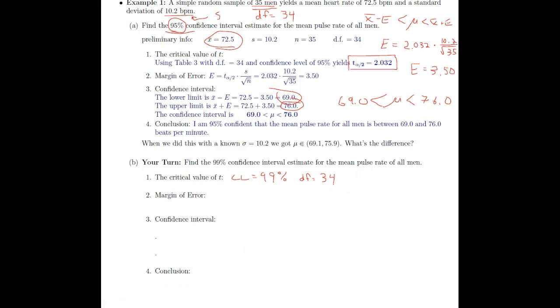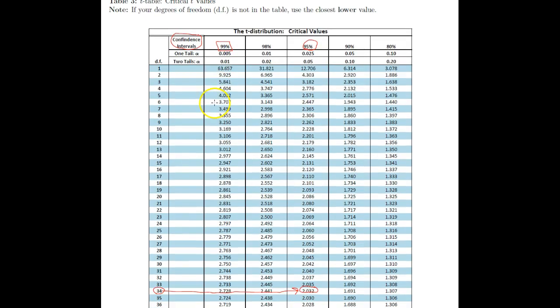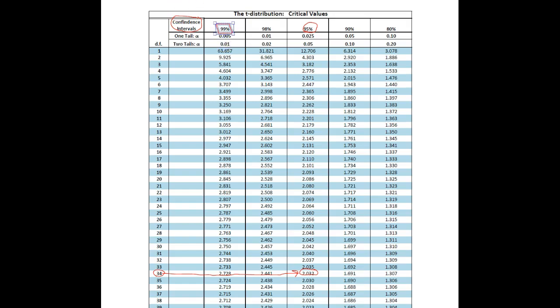Okay, so let's go to the table now. We are looking at a 99% confidence level and 34 degrees of freedom. So we're going to go down all the way to 34. Boom. This is our new t sub alpha over 2 for this example. So our t sub alpha over 2 is 2.728.